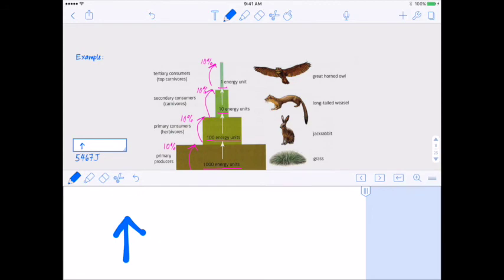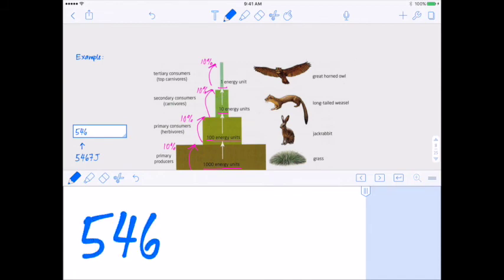So one simple way to do this in your head is to take the decimal place and move it to the left one digit, or divide by 10. So at the second trophic level, we have 546.7 joules of energy available. So first we had about 5,000. Now we have about 500.